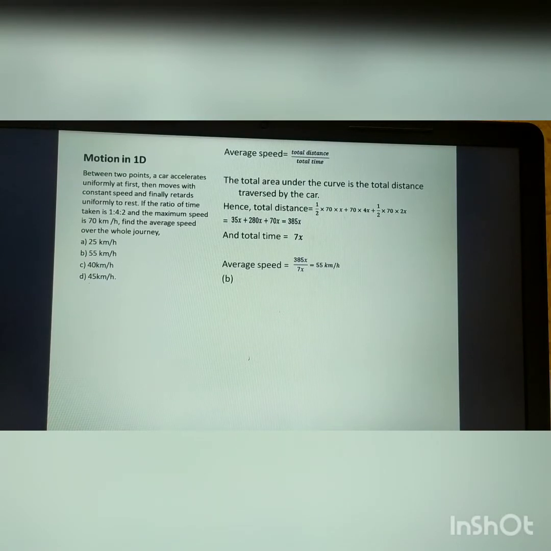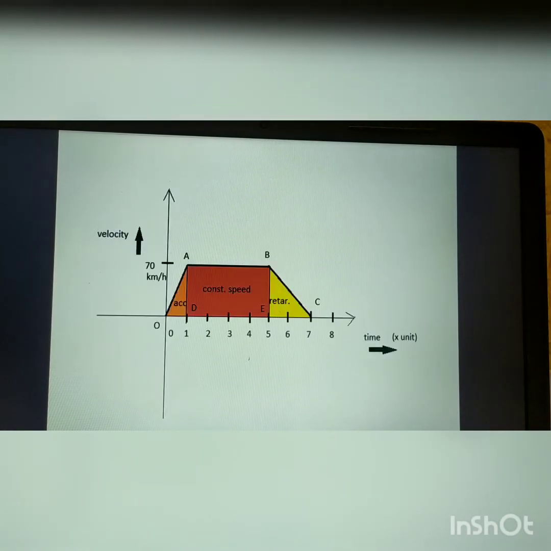So first we will consider, there are two processes you can solve this question. One is using the formula and the other is using the graphical method. I think the second one is easier. So this is the graphical method. We first draw the graph of this problem.